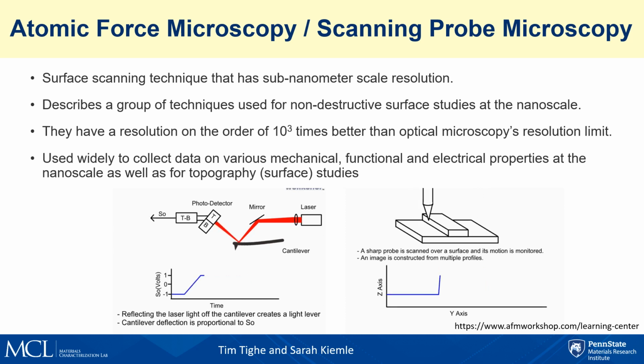Another form of microscopy that can study hydrated samples is atomic force microscopy, also known as scanning probe microscopy. It's a surface scanning technique that has sub-nanometer scale resolution. It describes a group of techniques used for non-destructive surface studies at the nanoscale. They have a resolution on the order of 10 to the third times better than the optical microscopy resolution limit.